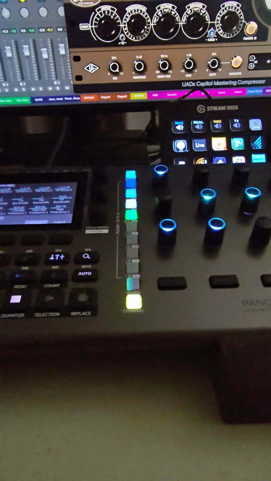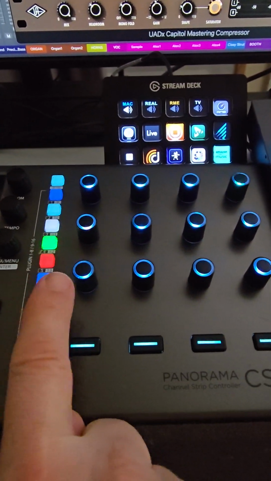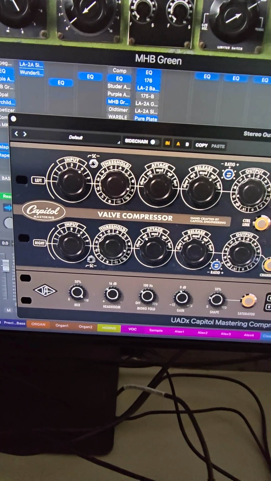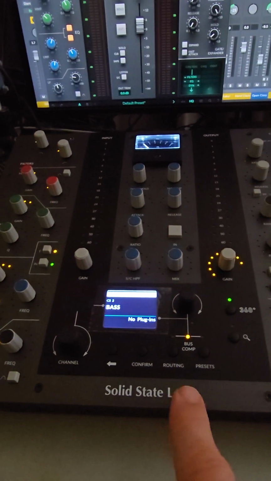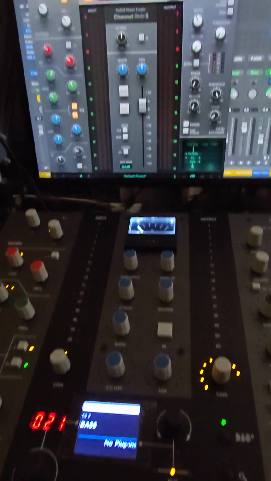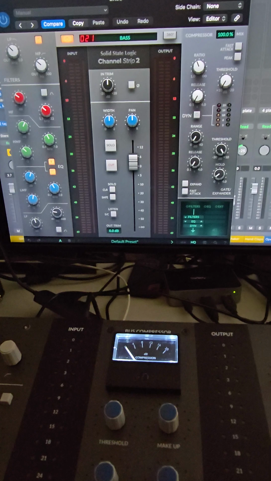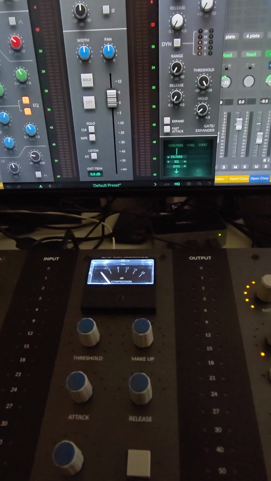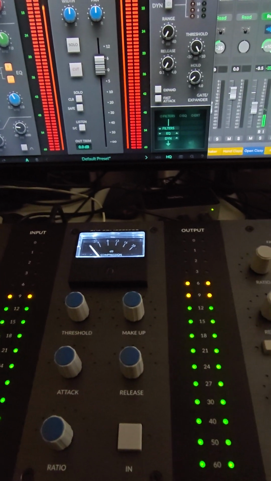The CS12 by Nektar, especially for those plugins that are horizontal, such as, for example, the Universal Audio Capital Mastering Compressor. And then in the SSL ecosystem, you just really need one, and that is the UC1. It controls the bus compressor and also the channel strip. But with that, you can also load other plugins onto that. So that gives me all the flexibility I need.